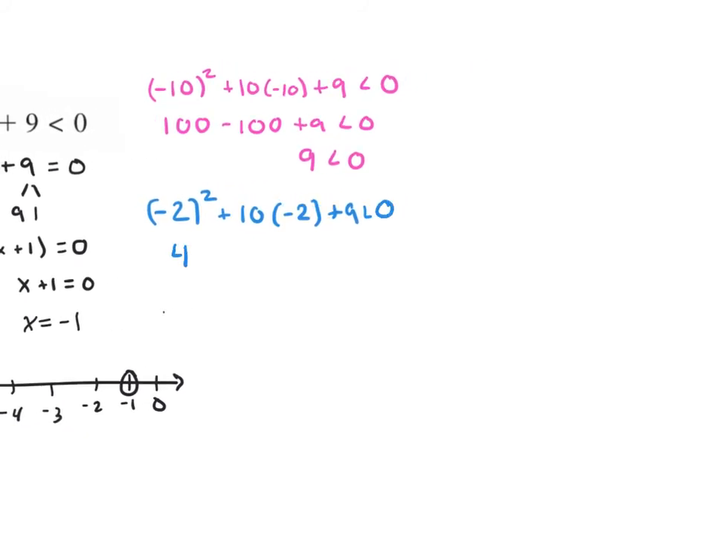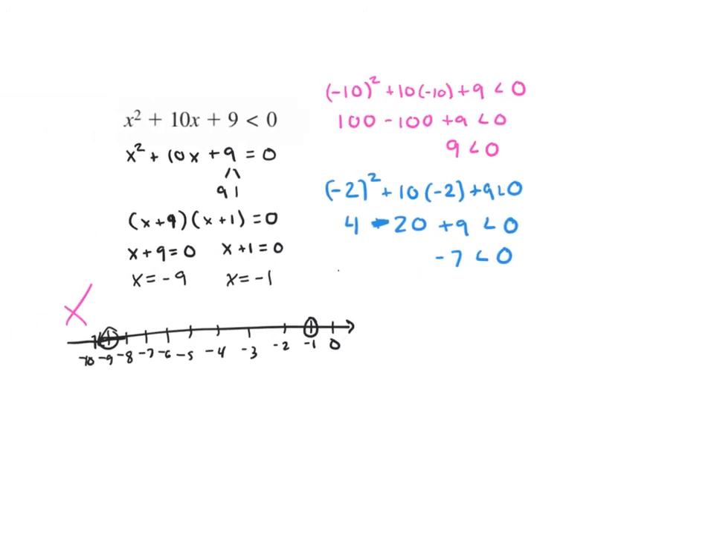Negative 2 squared is 4 plus negative 2 times 10. So this becomes a minus 20 plus 9 is less than 0. So this is negative 7 is less than 0. Is this true? Yep. So the middle part works, so we can shade in the middle there.